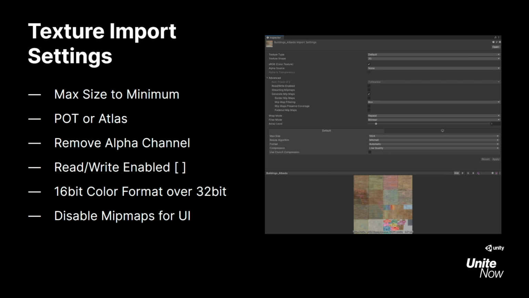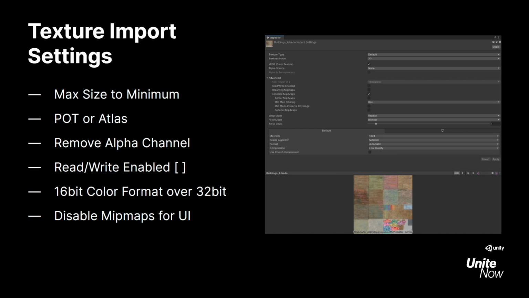Try to use the minimum possible value for the max size setting on a per platform basis, because on some platforms you might have more memory, etc. So just consider this. Also, make sure that your textures are POT, meaning power of two in size. That's important because some compression formats won't work if you are not using power of two. In any case, try to atlas your textures as much as possible.